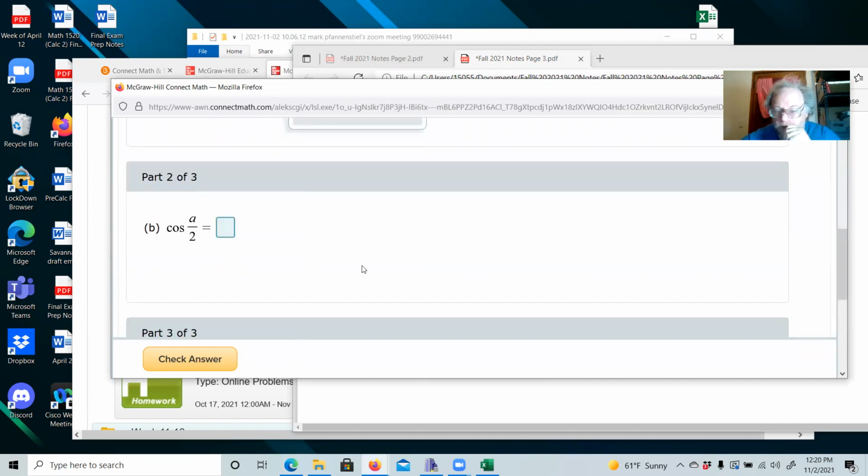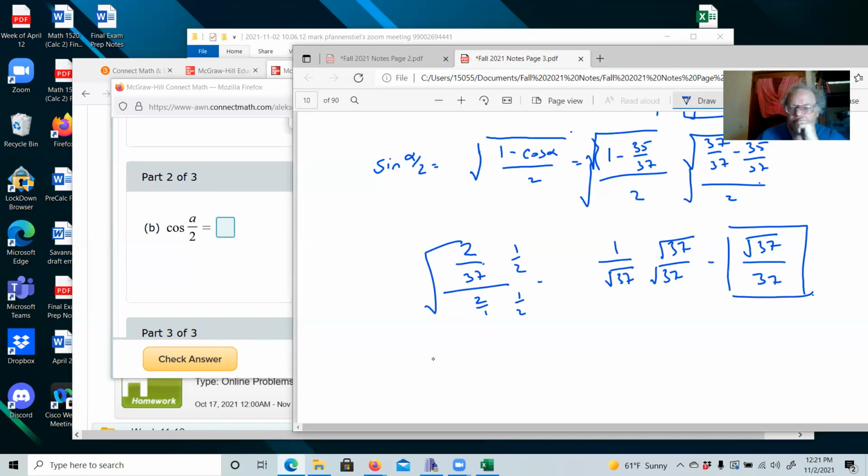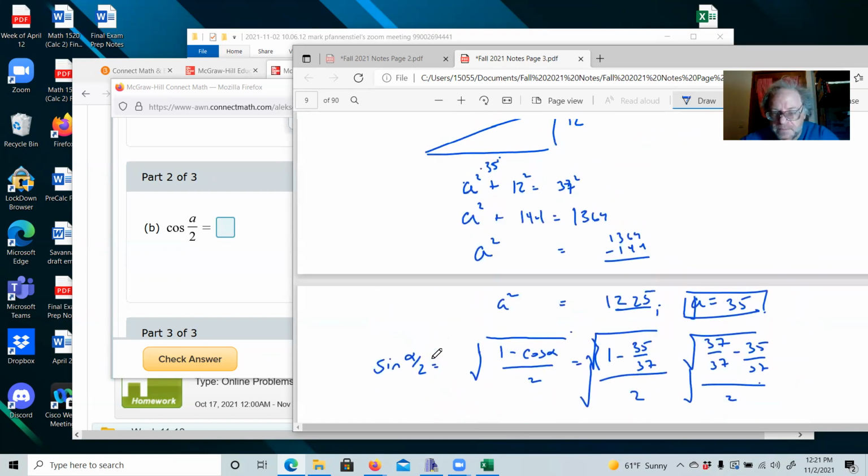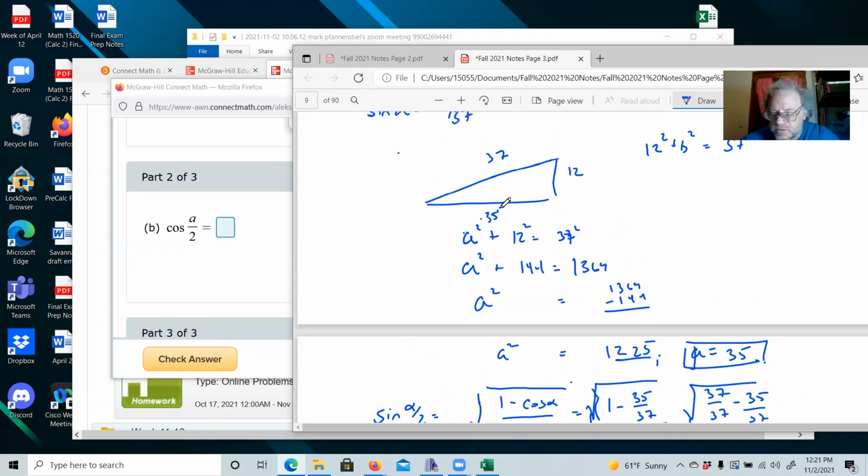For the next one, we have cosine. So cosine of alpha over 2 is equal to the square root of 1 plus cosine alpha all over 2. So this is 37 over 37 plus, what's the cosine of this angle up here? Right, 35 over 37.